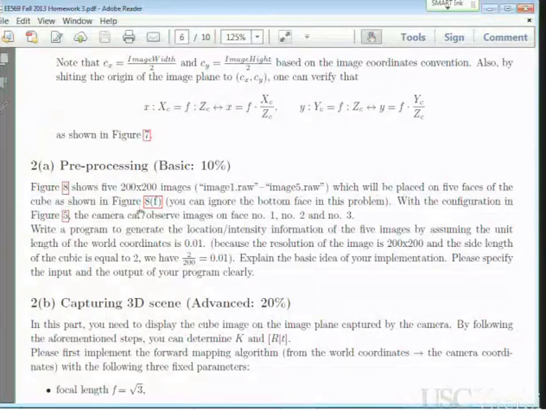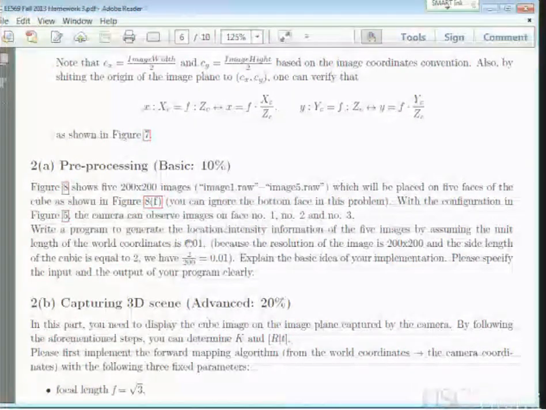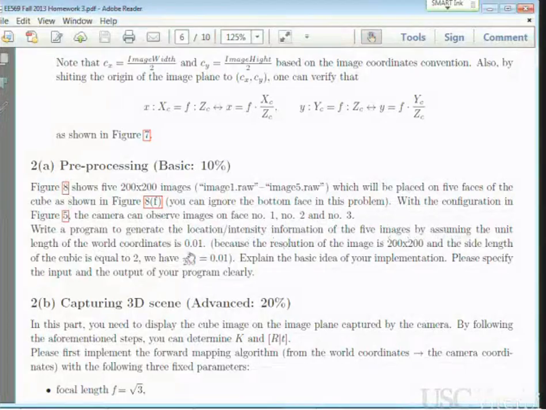The images will be played on the 5 surfaces in figure A F. You can ignore the bottom face in this problem. With the configuration in figure 5, the camera can observe image on face number 1, 2, 3, because the camera is in the 5, 5, 5 position. So look at that, only see the 3 surfaces, three faces, right? And write a program to generate location intensity information of the 5 images by assuming the unit length of the world coordinate is 0.01. So the unit length of the image pixels, basically.